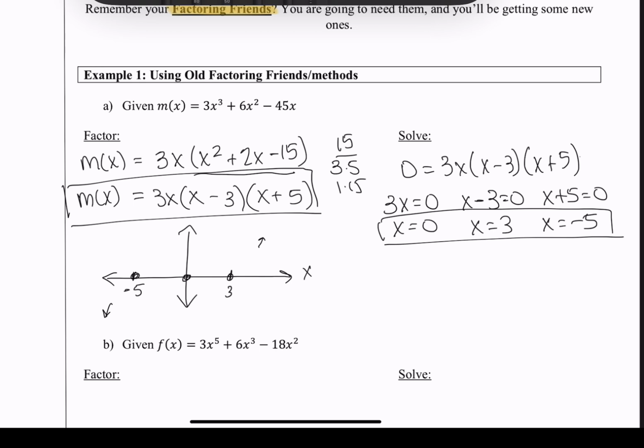My y-intercept also happens to be 0. I now have my 3 roots. I can get a really good understanding of what this graph looks like. I know it's down on the left. It's going to go through my root, down through my y-intercept, maybe back up. I'm not 100% sure exactly where my maxes and my mins are, but this is a pretty accurate graph.